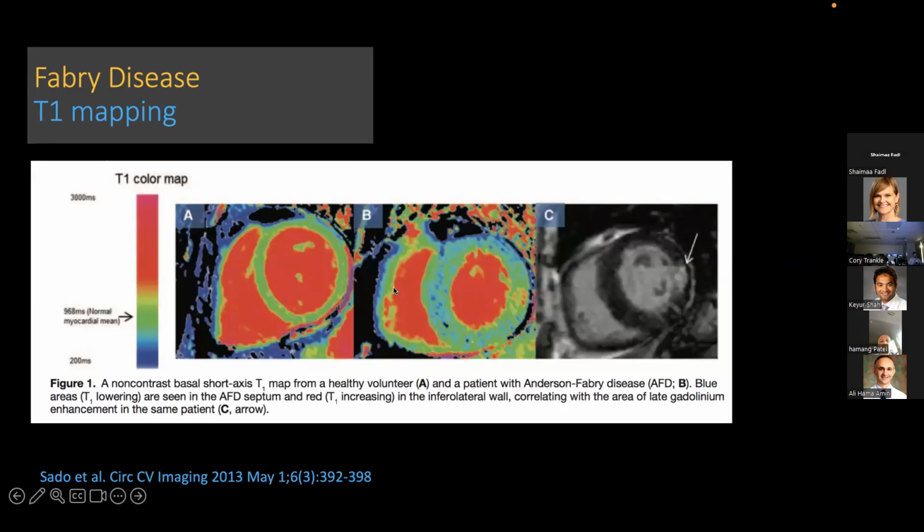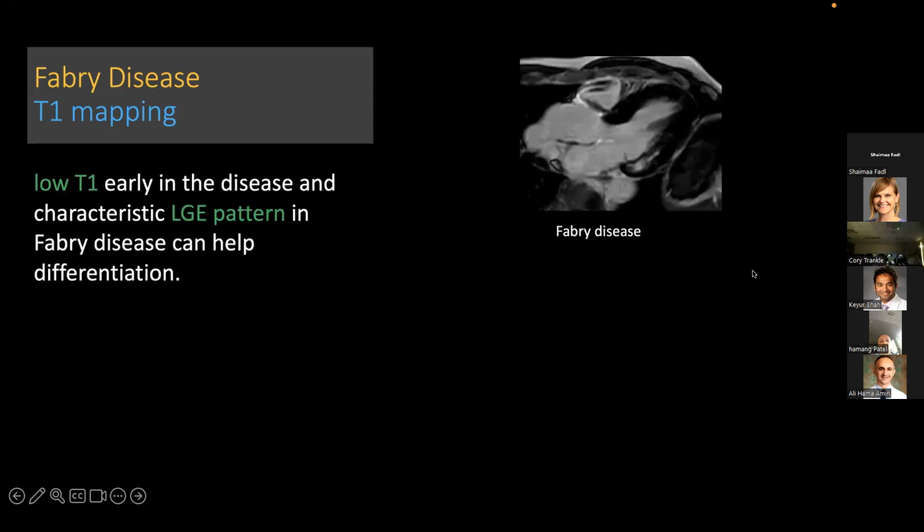This is another example showing the thick myocardium in patients with Fabry disease. This is the normal patient. This is a Fabry disease patient, and you can see the low native T1 values throughout the myocardium, but the focal area of scarring or fibrosis shows elevation of the T1 values, those red spots, and it corresponds to the LGE area. So low native T1 values early in the disease is characteristic.